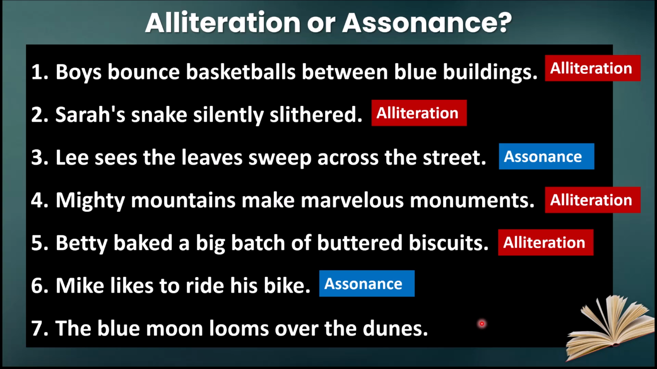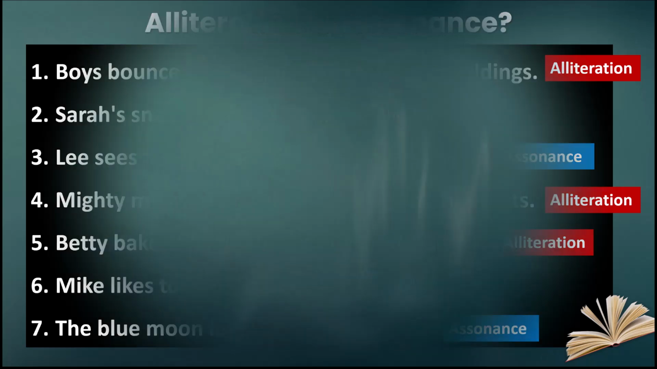Now, number 6 is another example of assonance. What vowel sound is repeated throughout this sentence? The long I sound. Mike, like, ride, bike. Okay? And finally, number 7 is also an example of assonance. We have the oo sound repeated. Blue, moon, looms, dunes.